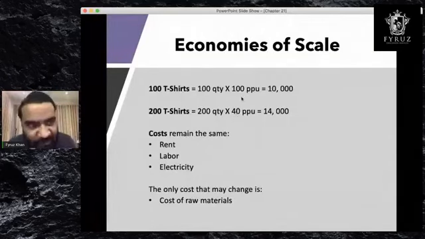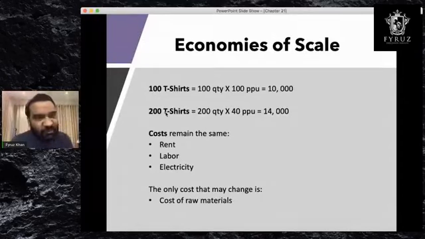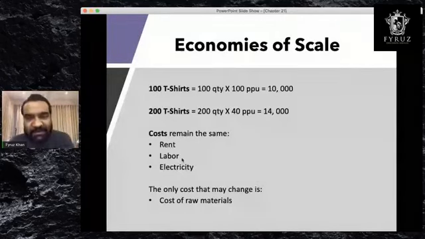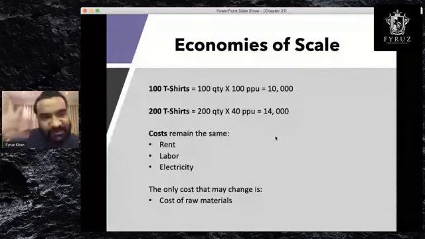So from 100 taka per unit, it'll come down to 70 because most of your costs are the same. What is going to change is your raw materials. So that is economies of scale. When you produce more, instead of making 100 t-shirts you're making 200, most of the costs remain the same, and that's why you can make it at a lower price. So now you can make 200 t-shirts in just 14,000 taka, right? That is the explanation I had for economies of scale.